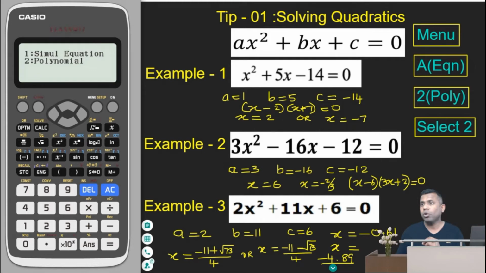Press the button. So here I said menu, then equation, and come back to the polynomial, and this is the quadratics, means degree 2. Then you give the a value, and let's say a value is 1 and b value is 5 and c value is minus 14, and the answer is x equals 2 and x equals minus 7. That is the easiest way to do the quadratic solving.